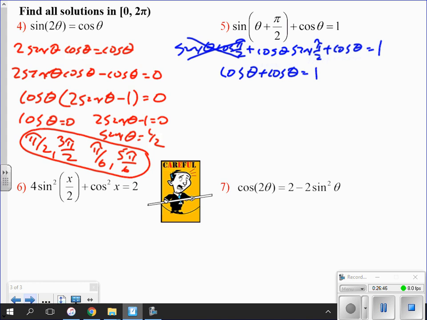So now I have 2 cosine theta equals 1. I'm going to solve for cosine theta first. Cosine theta equals 1/2. Where is the cosine equal to 1/2? That would be pi over 3, I think. Yep, pi over 3 and 5 pi over 3.